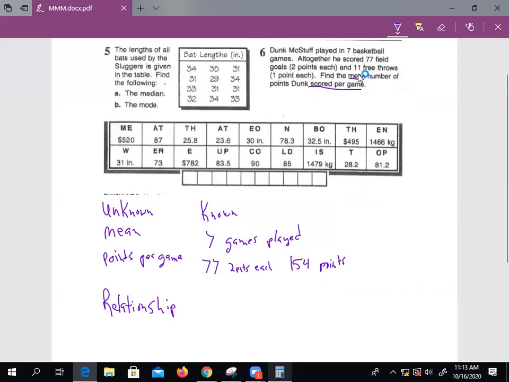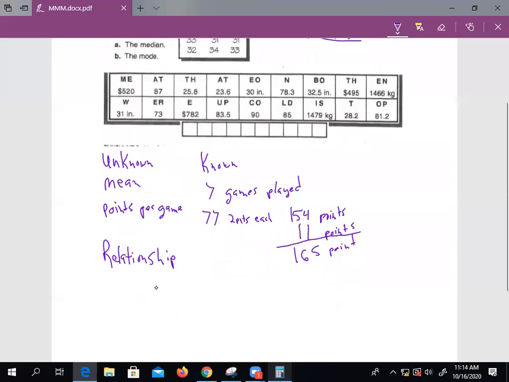And then he scored 11 free throws, 1 point each. So 11 free throws would basically just mean 11 more points. So altogether, we know in 7 games, he scored 165 points. That's what we know, that information. So the relationship again is, how does this math work? How do all these numbers come together?